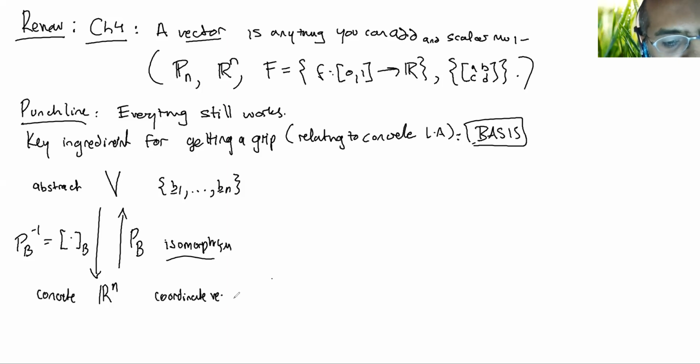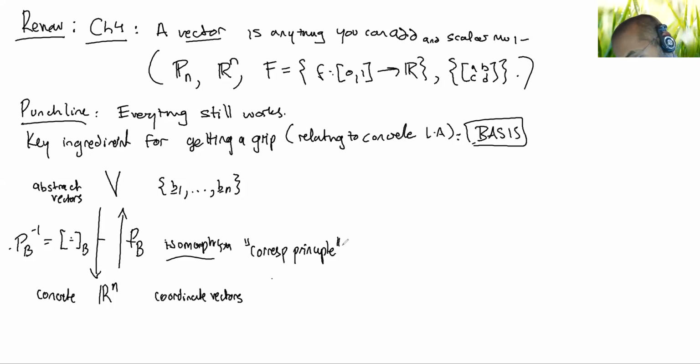So if what's living up here is vectors, what's living down there is coordinate vectors of vectors in V. And the point, what I called the correspondence principle, is that any linear combination that holds downstairs also holds upstairs and vice versa. And this is how you turn abstract vectors into concrete vectors, otherwise known as coordinate vectors.